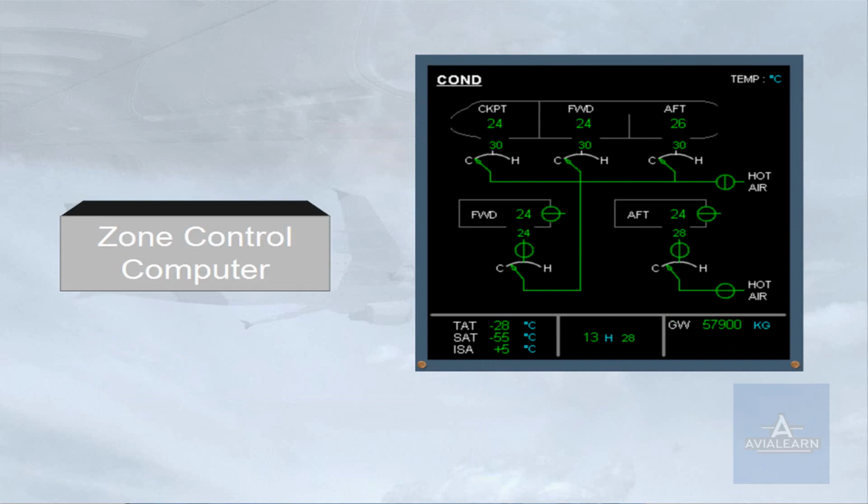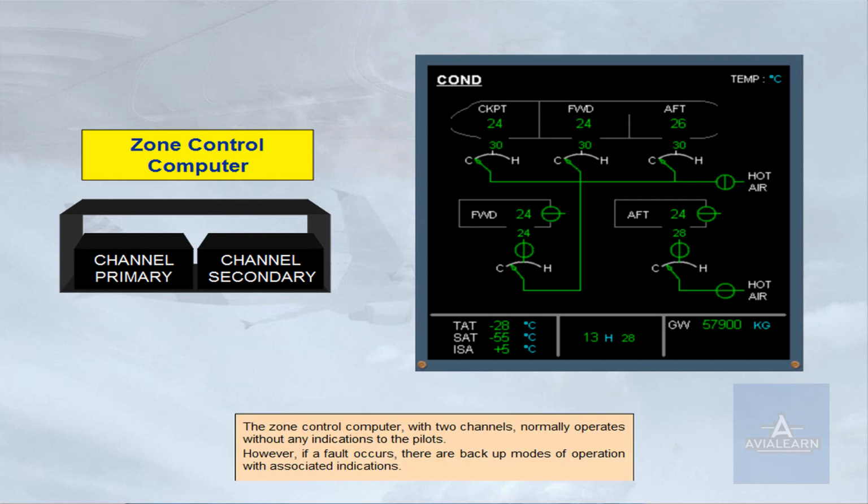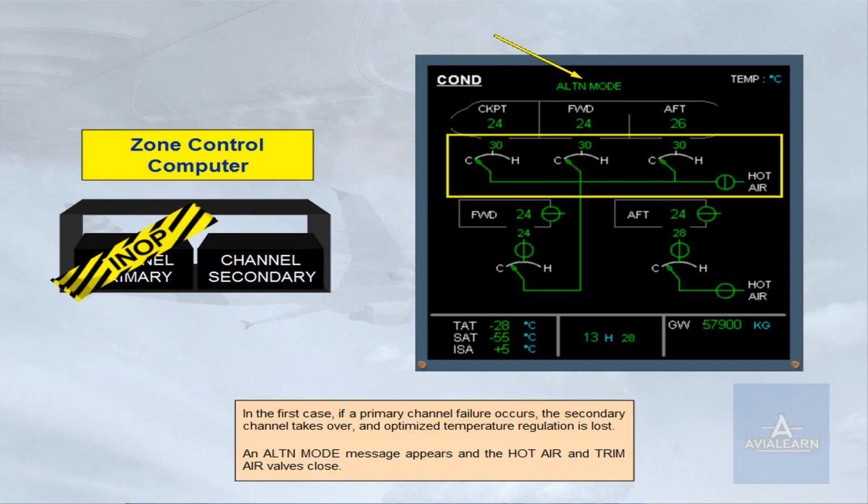The zone control computer, with two channels, normally operates without any indications to the pilots. However, if a fault occurs, there are backup modes of operation with associated indications. In the first case, if a primary channel failure occurs, the secondary channel takes over, and optimized temperature regulation is lost. An alternate mode message appears, and the hot air and trim air valves close.